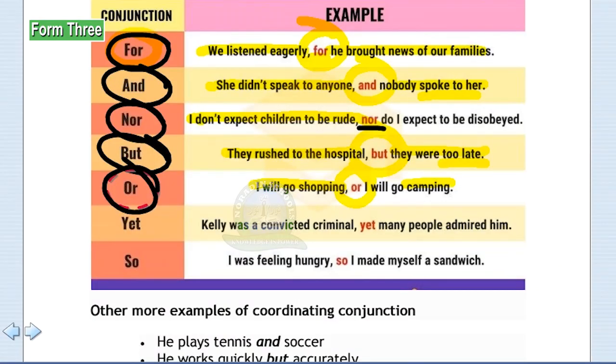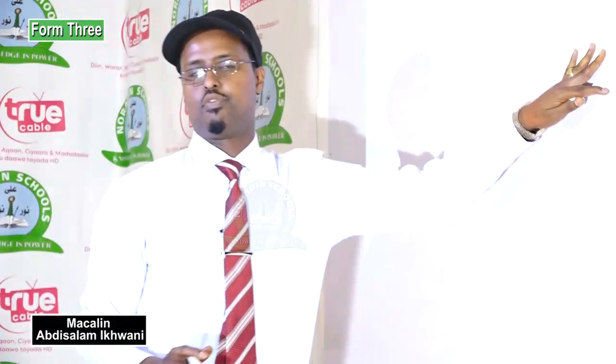So, an example of yet and so. Very simple. Kelly, you can change to Asha. Kelly was a convicted criminal, yet many people admired him. And this final one: I was feeling hungry, so I made myself a sandwich. Okay, this will be the end of the first section of conjunctions.